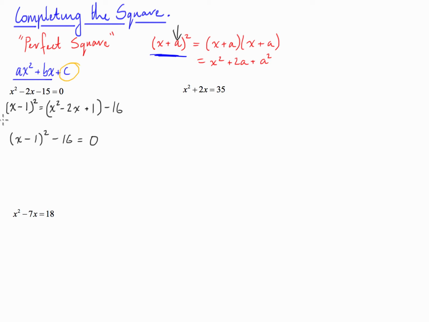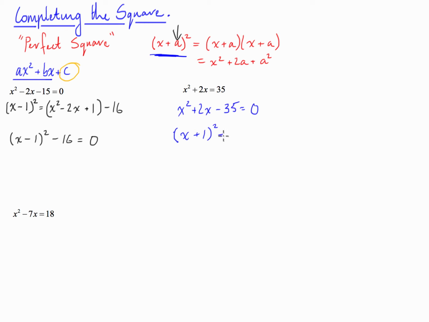Now, I'm going to go straight into this second one. To start with, we have to turn it into a trinomial form. So the way we do that is we take the 35 over to the other side. So it's going to be x squared plus 2x minus 35 equals 0. So now we're in our trinomial form. What we're going to do here, like this one, is halve that middle term. So we get x plus 1 all squared.